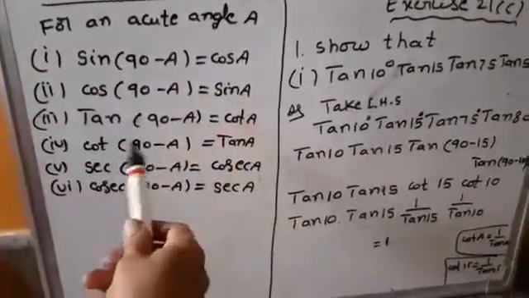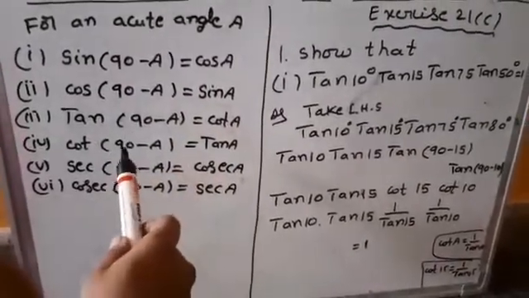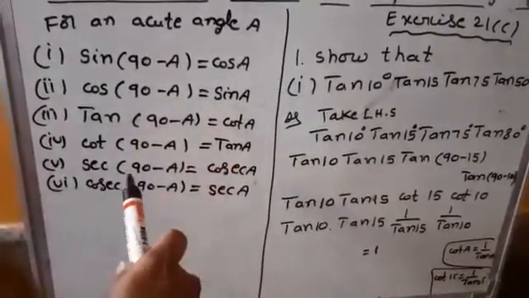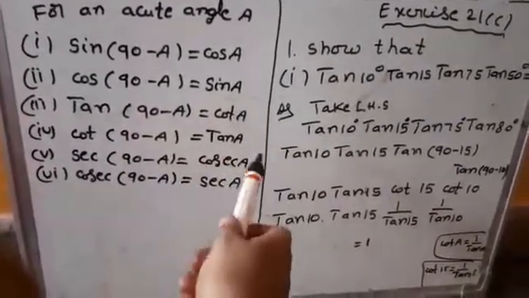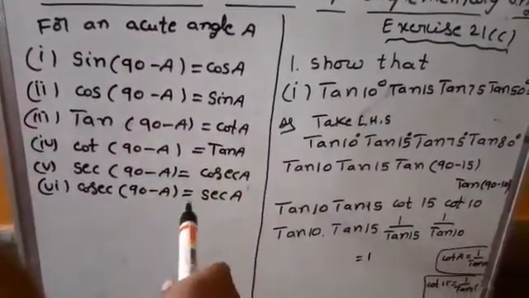Next, cot of 90 minus A equals tan A. Here 90 degrees is there, so cot will become tan. Next, secant of 90 minus A equals cosecant A. Next, cosecant of 90 minus A equals sec A.